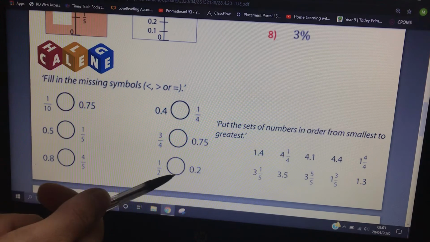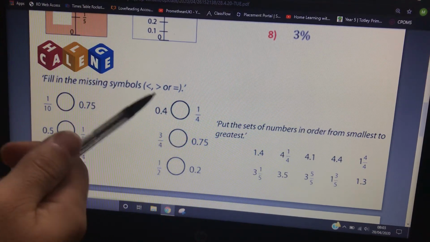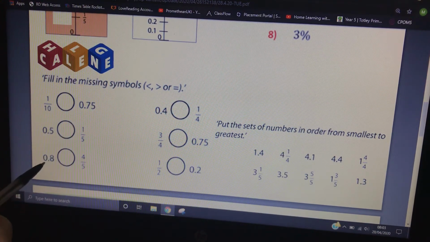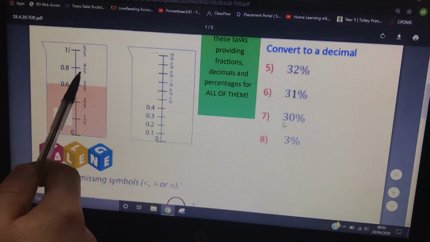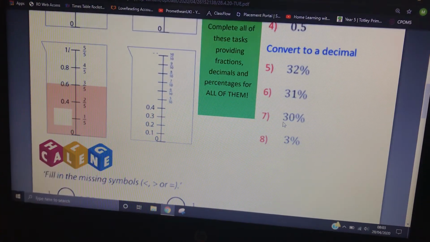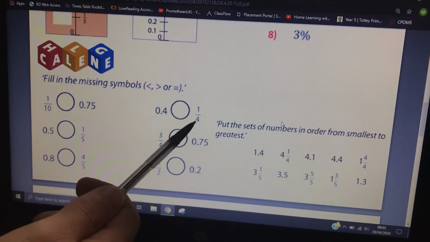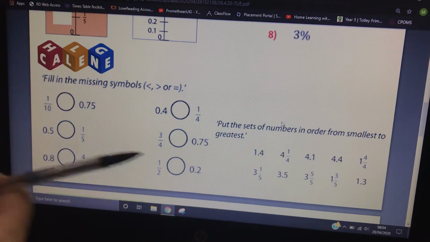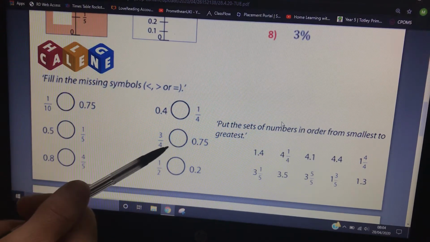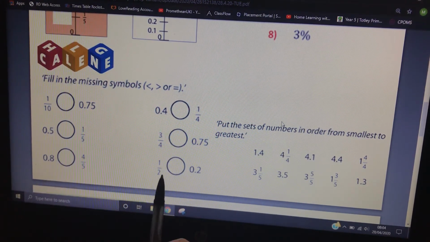To be fair, I'm looking at all these. I'd probably make most of them decimals. 0.8, 4/5. Hang on, we've got fifths up here. Equal to. 0.4 and a quarter. Well, I know a quarter is 0.25. So 0.4 is bigger. You should know they're the same. And you should know that half is bigger than 0.2 because half is 0.5.